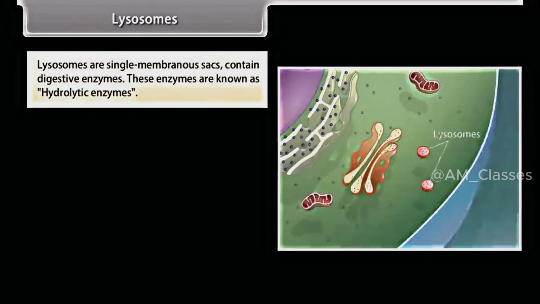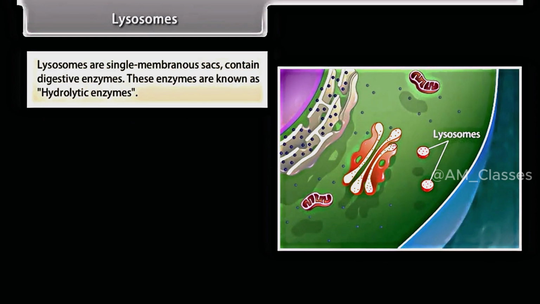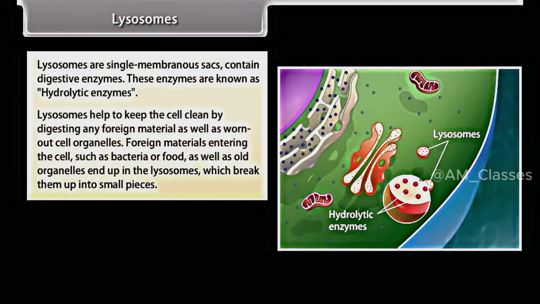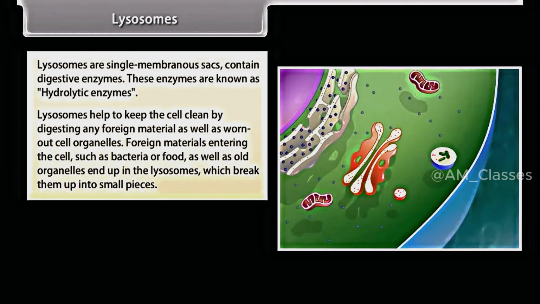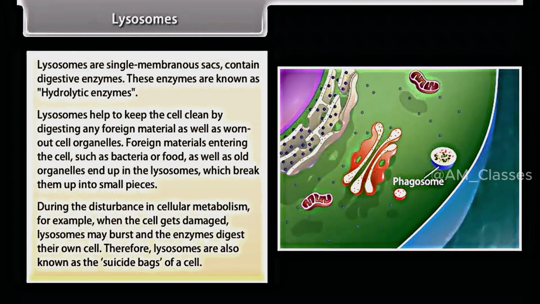Lysosomes. Lysosomes are single membranous sacs containing digestive enzymes. These enzymes are known as hydrolytic enzymes. Lysosomes help to keep the cell clean by digesting any foreign material as well as worn-out cell organelles. Foreign materials entering the cell, such as bacteria or food, as well as old organelles, end up in the lysosomes, which break them up into small pieces. During the disturbance in cellular metabolism, for example, when the cell gets damaged, lysosomes may burst and the enzymes digest their own cell. Therefore, lysosomes are also known as the suicide bags of a cell.